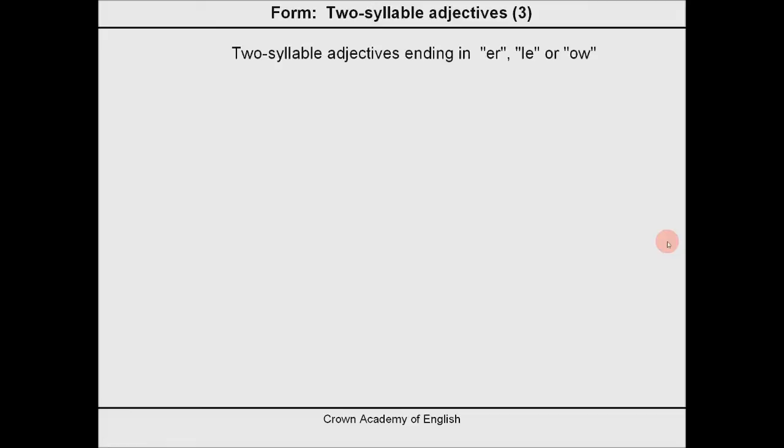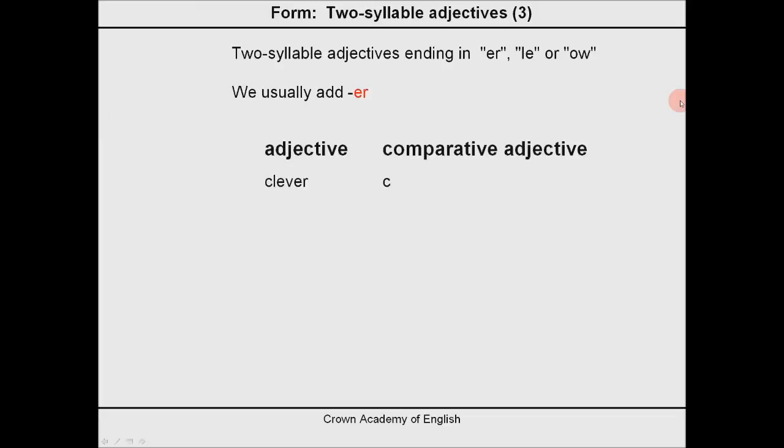Two-syllable adjectives ending in ER, LE or OW. So these are exceptions. And so for most of these adjectives we add ER. Clever, cleverer. It's quite difficult to say it. Cleverer. Gentle, gentler. Narrow, narrower.